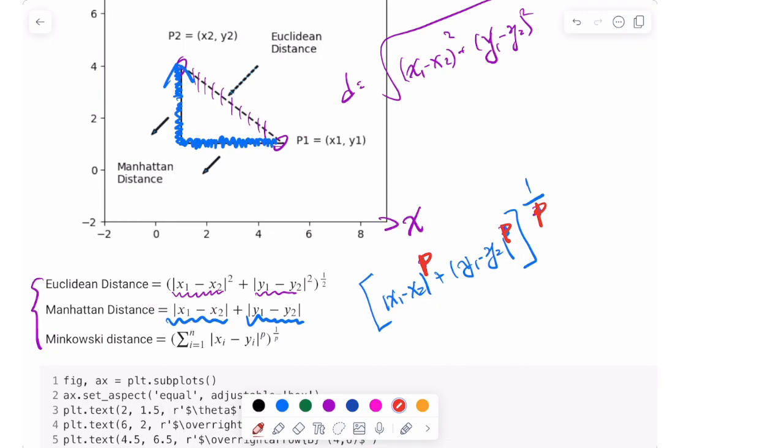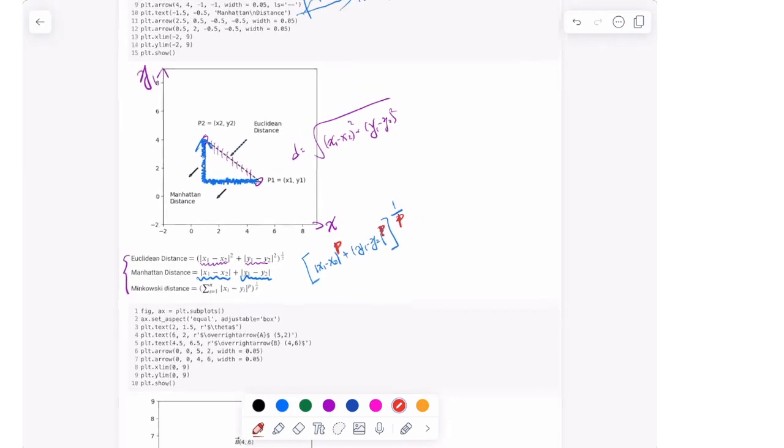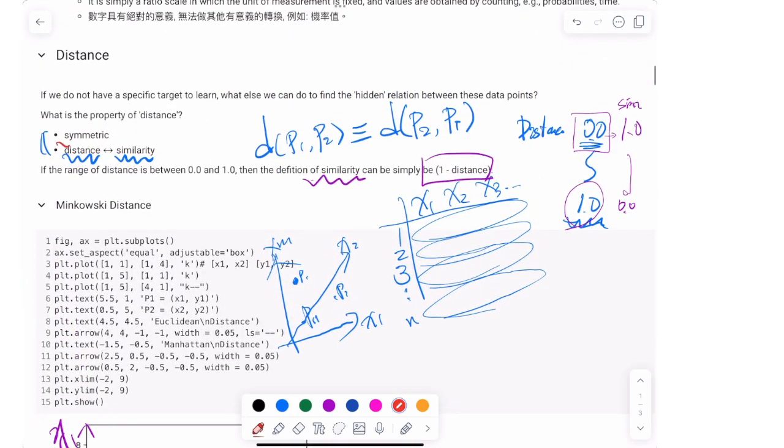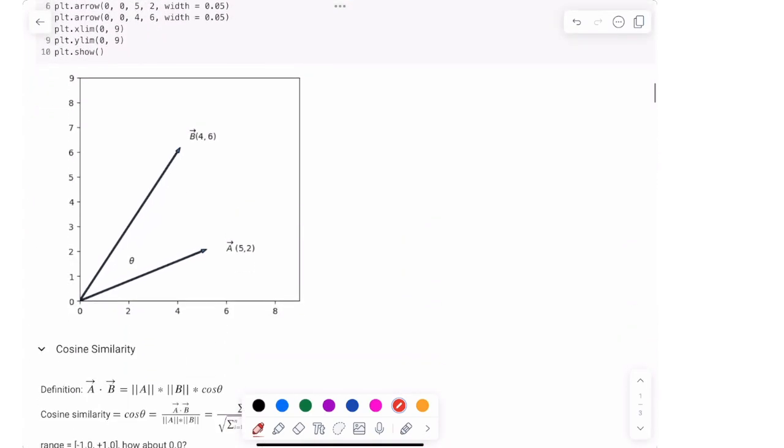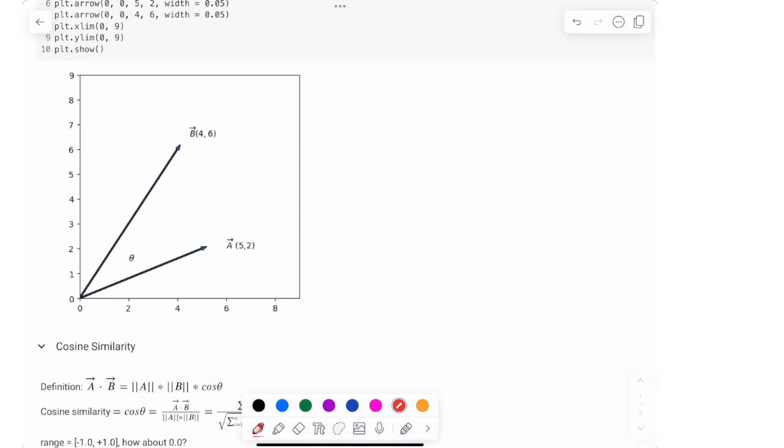You can think about one thing: you can define your own distance function. You can choose your distance function as long as it is symmetric.